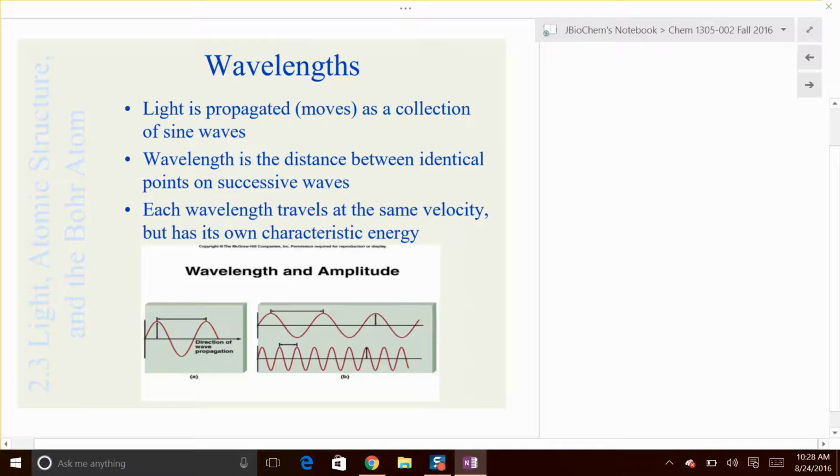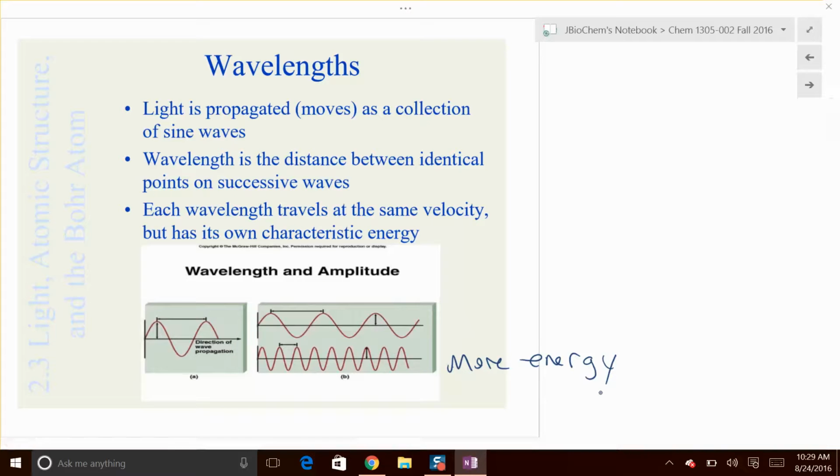So if we look at a wavelength of light, this is a wavelength of light. From one point on one wave to that exact same point on the next wave, that would be the length of the wave. So we call it the wavelength. Here, the top wave has a larger wavelength than the bottom wave. So what does that mean? It means this one has less energy than this one. This one has more energy.